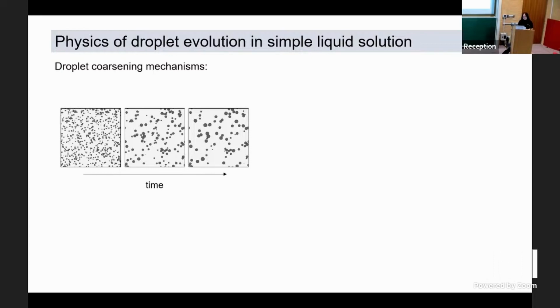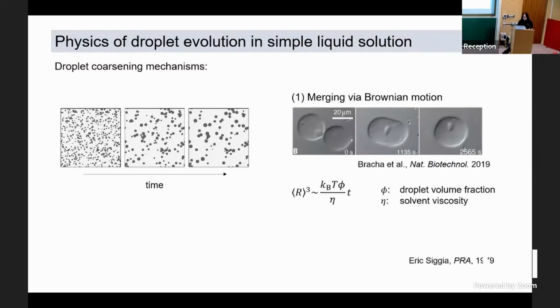First, there is just merging via Brownian motion. You know that droplets in solution have Brownian motion, right? Which is just random walks. And when two droplets run into each other, they will merge. And merging leads to a larger droplet. That's it. So that makes the droplets larger.